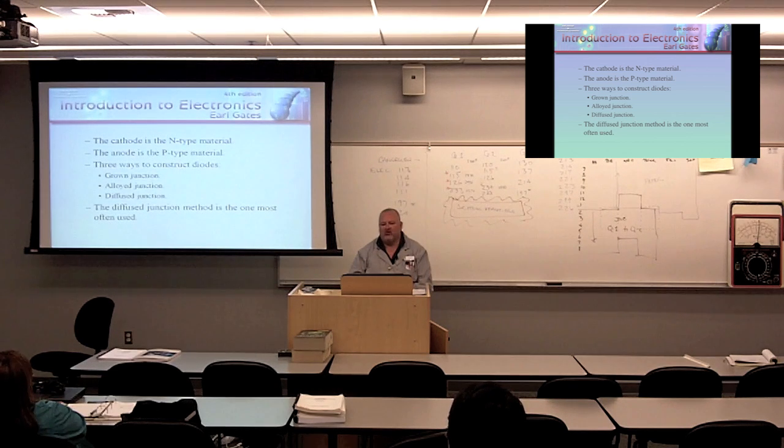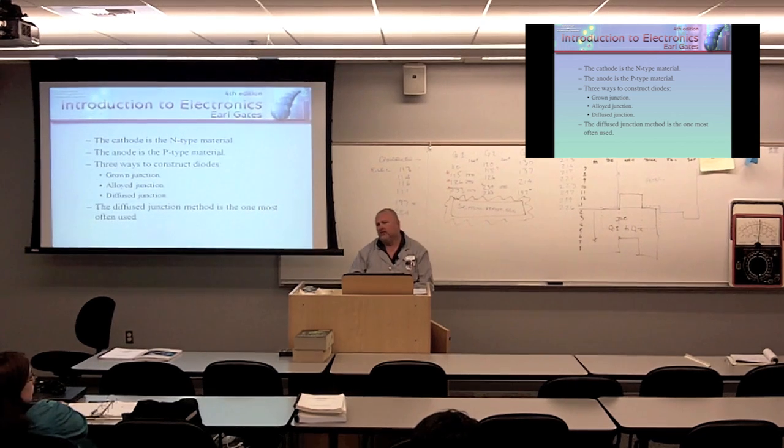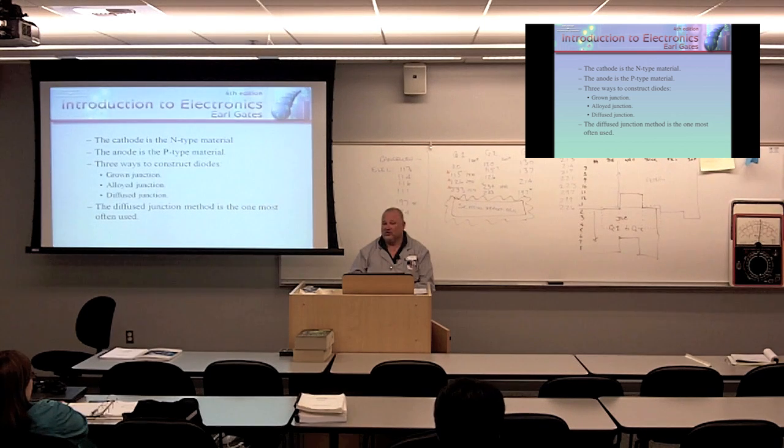There's three ways of constructing diodes: growth, alloyed, and diffused. Diffused method is the most commonly used today because it really gives us the best control over the process of manufacturing the diode. Not necessarily. Some of that diffusion equipment is pretty expensive, but for the size of components now, it gives them a lot more control.